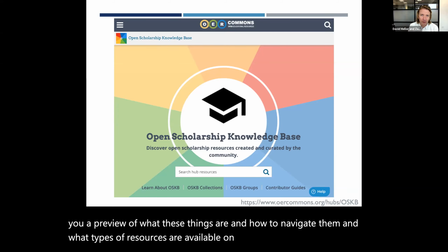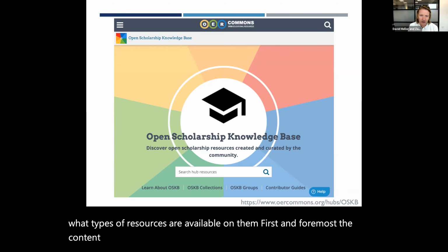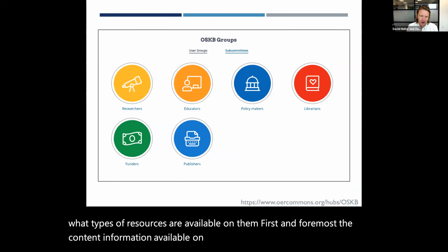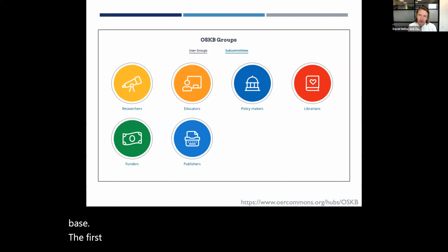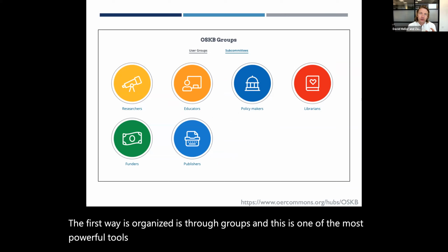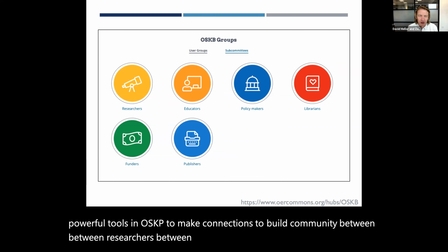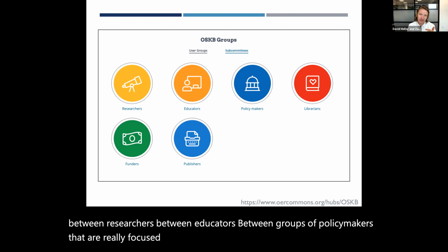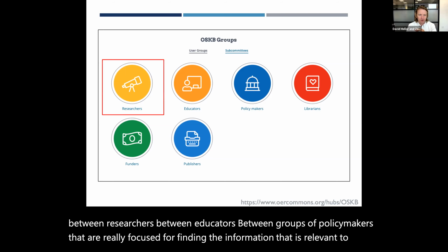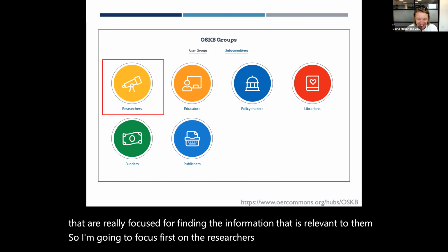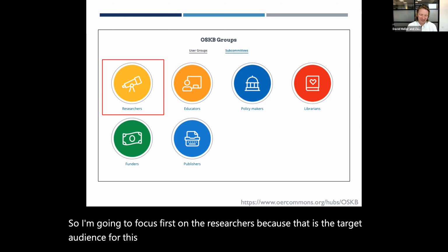First and foremost, the content and information available on OSKB, the Open Scholarship Knowledge Base. The first way it's organized is through groups, and this is one of the most powerful tools in OSKB to make connections and to build community between researchers, between educators, between groups of policymakers that are really focused on finding the information that is relevant to them. I'm going to focus first on the researchers because that is the target audience for this webinar. But if others join other times, I'll give other examples.